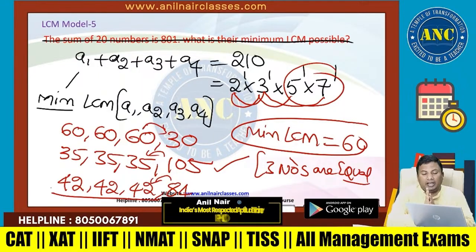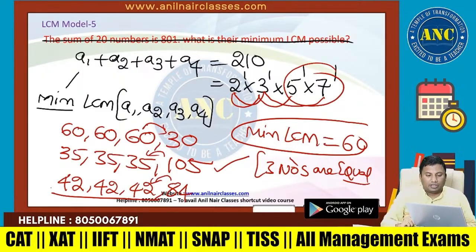Again I am explaining. 4 numbers, minimum LCM. LCM will be minimum when all the 4 numbers are equal. 210 divided by 4 gives a decimal value. So 4 numbers cannot be equal.